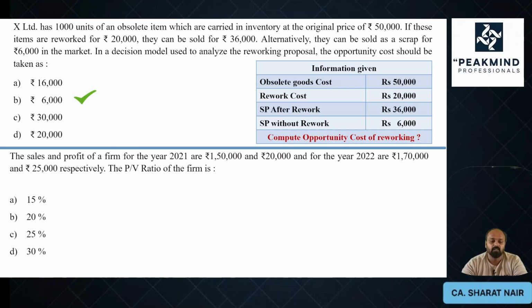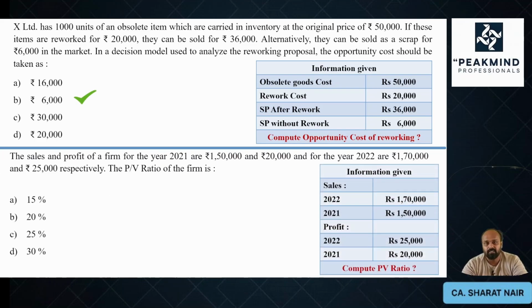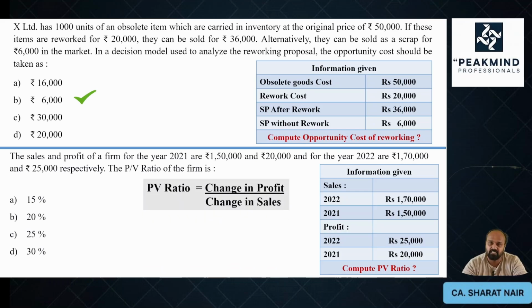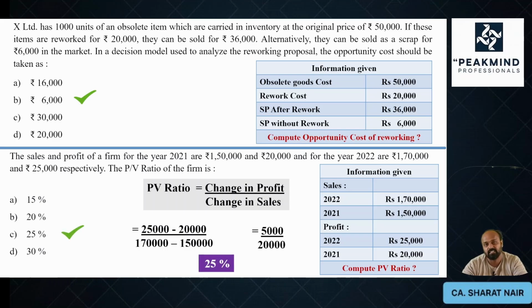Next MCQ. In this MCQ, they have given us 2 years of sales data and 2 years of profit data, and they are asking us to find out the PV ratio. It is a simple, straightforward question. There is one formula for PV ratio, which is change in profit divided by change in sales into 100. Applying that, change in profit is 25,000 minus 20,000, divided by change in sales, which will be 1,70,000 minus 1,50,000. So 5,000 divided by 20,000. The correct answer is 25%, so option C here.